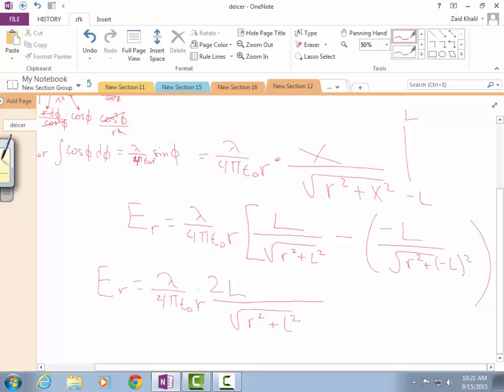Is it right? That's right. We have to do limiting cases. So we get 2 lambda over 4 pi epsilon naught, which is lambda over 2 pi epsilon 0 r times L over the square root of r squared plus L squared.